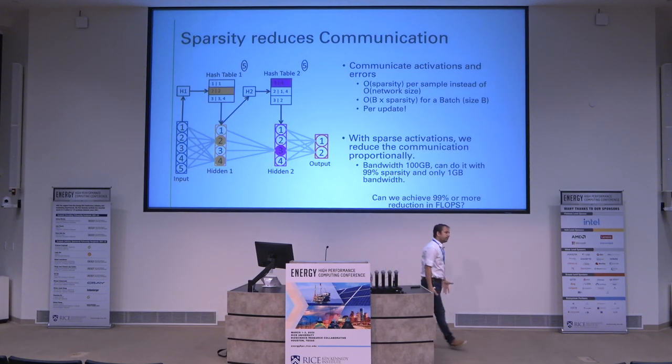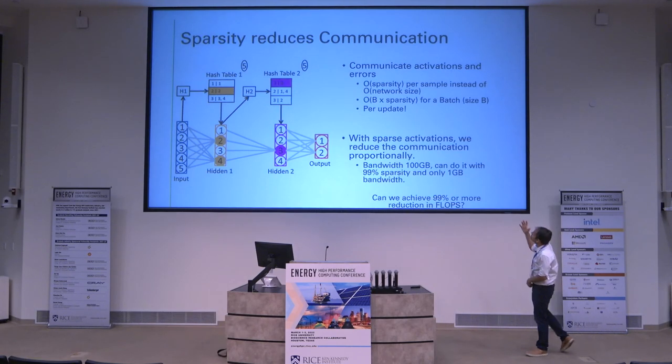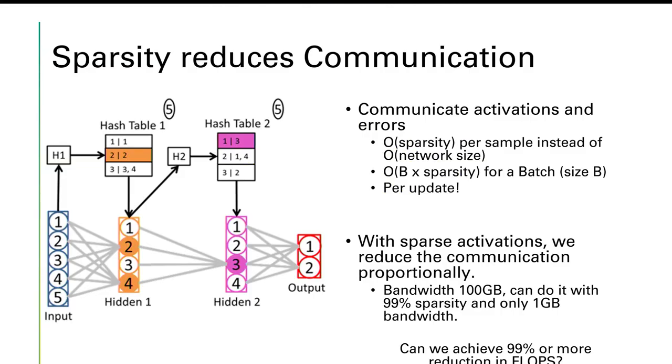Coming back to the problem that we started with, using the wasted cloud, and I mentioned sparsity reduces the computation. This is just a rework of the slide that I showed you before. Now, if I have sparsity, I'm only activating, let's say, 1,000 neurons instead of 1,000,000 for every input. I only have to communicate 1,000 activations across the network.